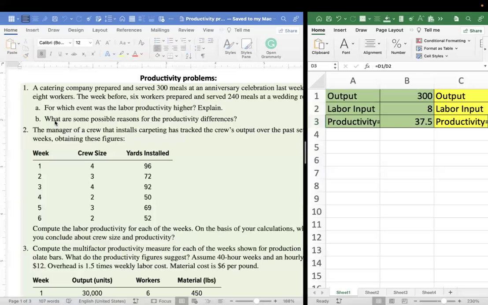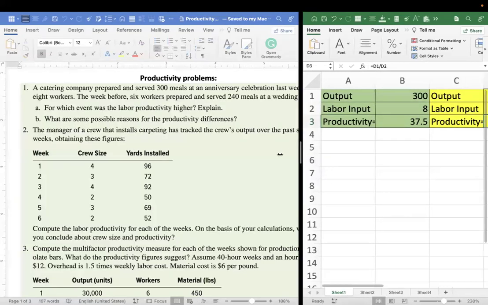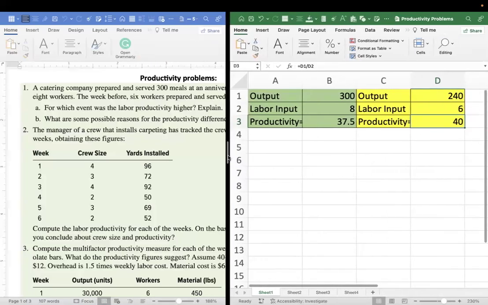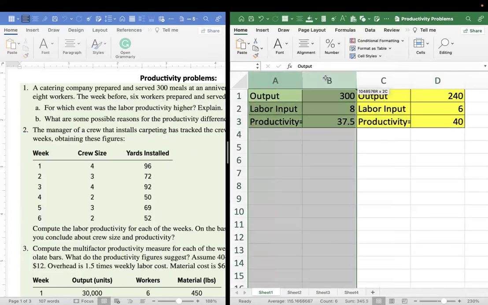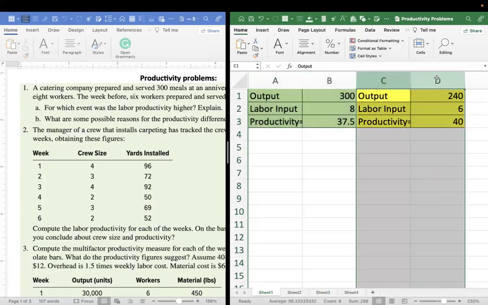Then the next part is what are some possible reasons for the productivity differences? There could be many reasons. For instance, you can say that the menu was different. On this event, different types of food were served, and on this event, different types of foods were served, and preparing these types of foods takes different time. That could be one reason.